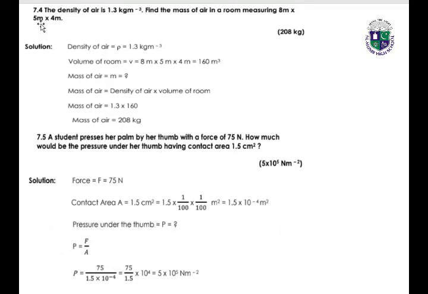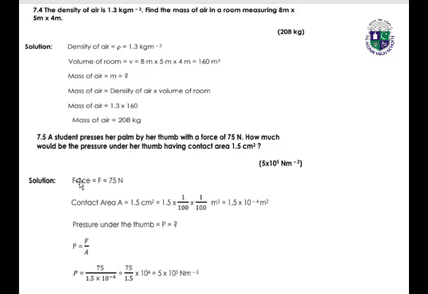Question number 7.4. The density of air is 1.3 kilograms per meter cube. Find the mass of air in a room measuring. So density of air is given, volume of room is given. We have to find out the mass of the air. So to find out the mass of the air, here we have the formula density into volume. By multiplying both values we get the mass of the air.